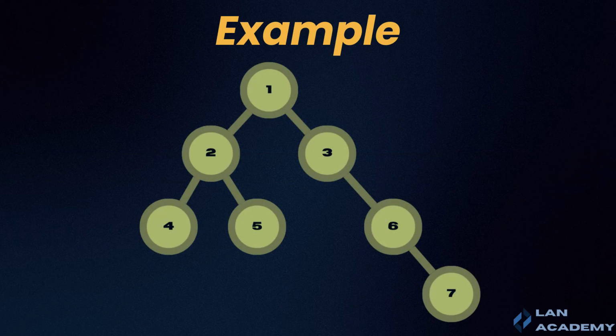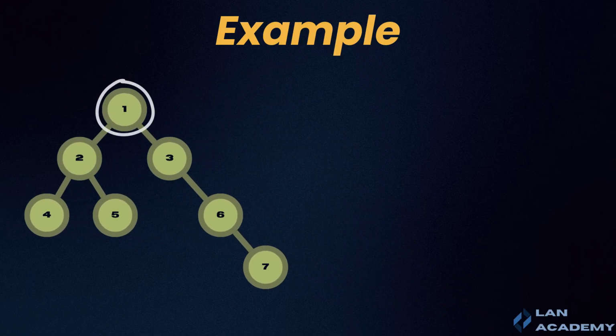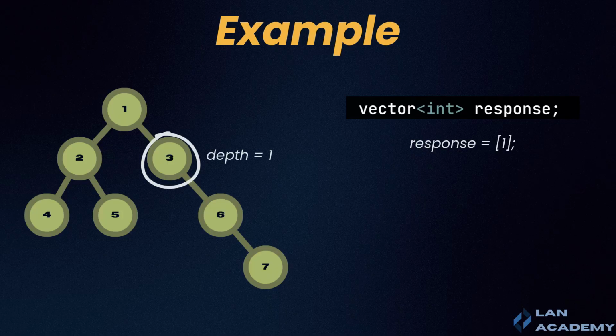In this tree, the nodes visible from the right side are 1, 3, 6, and 7. Here's how the algorithm processes this tree step by step. We start with the root node, which is 1, at depth 0. Since depth 0 is equal to the size of the response vector, which is initially empty, we add 1 to the response vector. We then move to the right child of node 1, which is node 3 at depth 1.